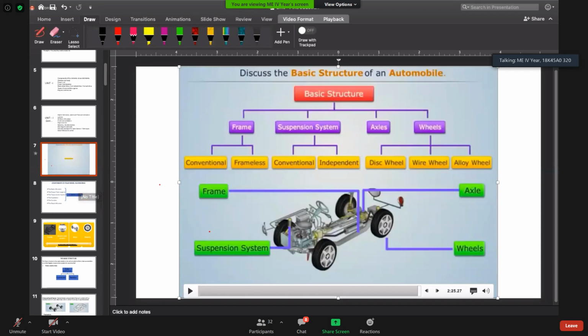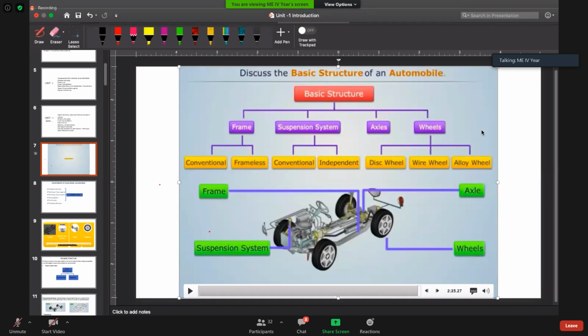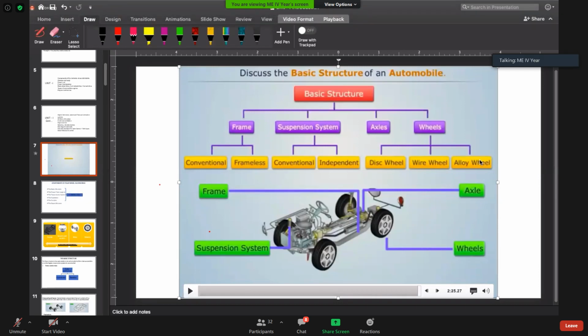Okay, there is someone. Is this Ruchita? Ravalika, sir. Ravalika, okay. Yes, you can speak about this video. Basic structure of an automobile is a unit to which all the automobile units like engine, transmission system, etc. are attached.